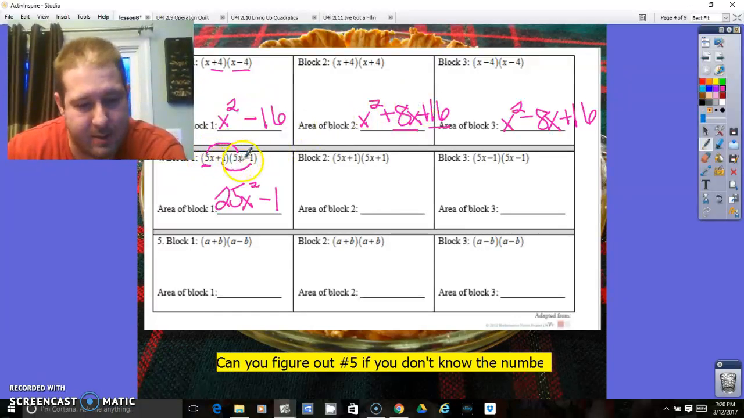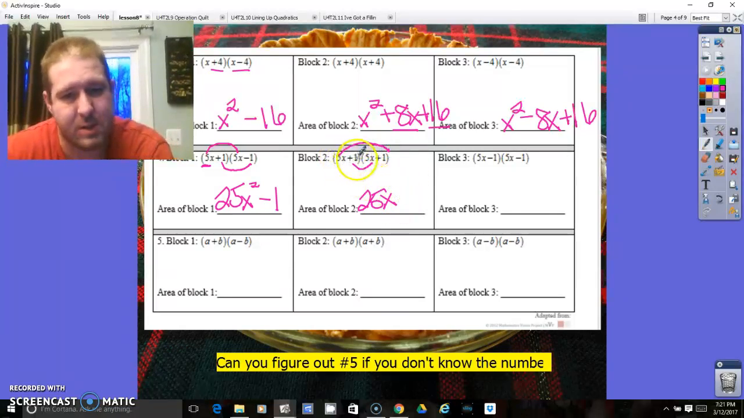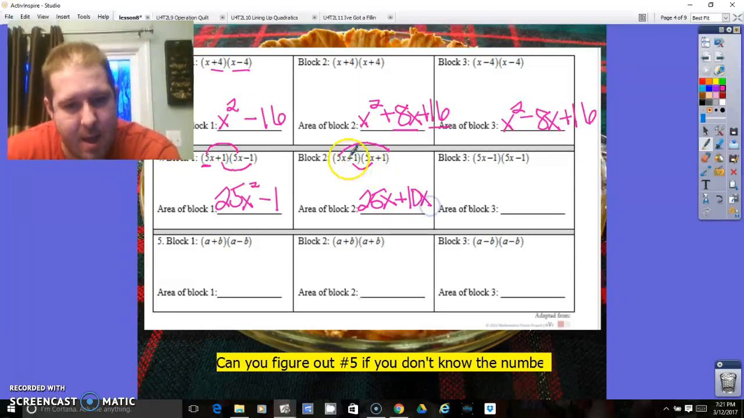Negative 5x, positive 5x. Now this time it's not going to cancel each other out. So you're going to get 25x squared. Outers would give you 5x. Inners would also give you 5x. So basically you're just multiplying the two terms and doubling it. So that gives you 10x. And then multiply your last gives you plus 1.